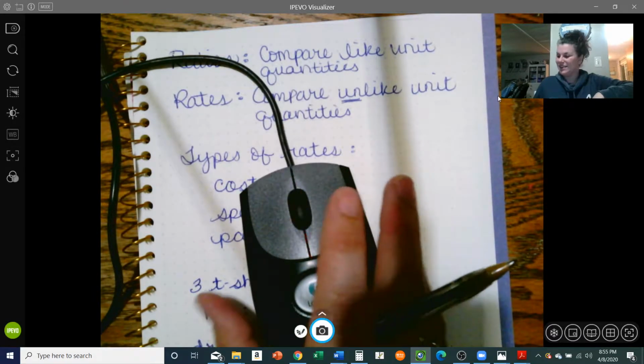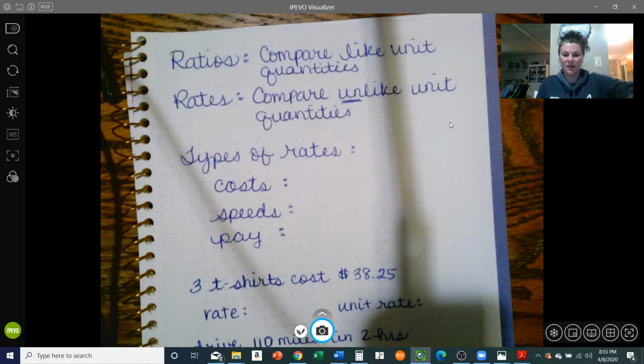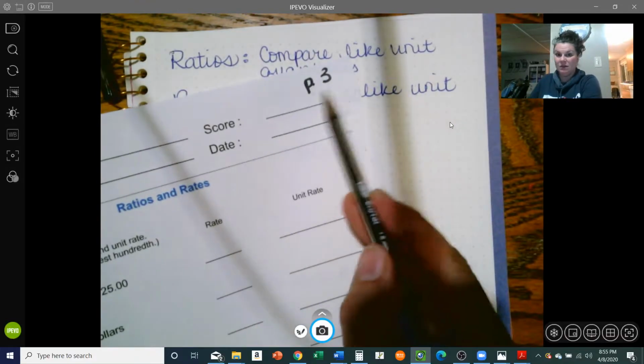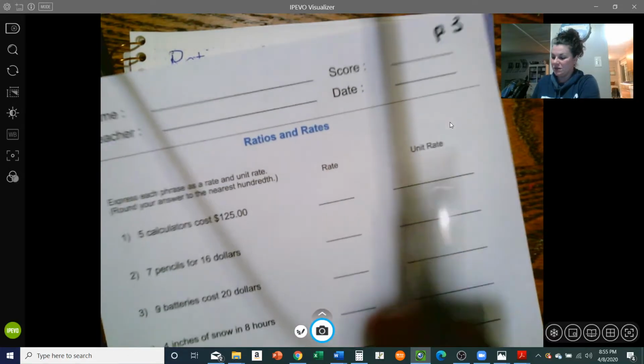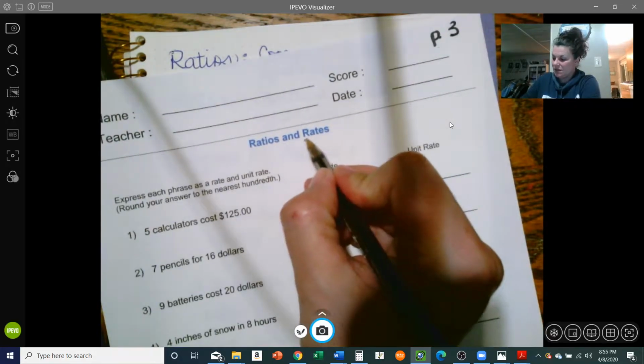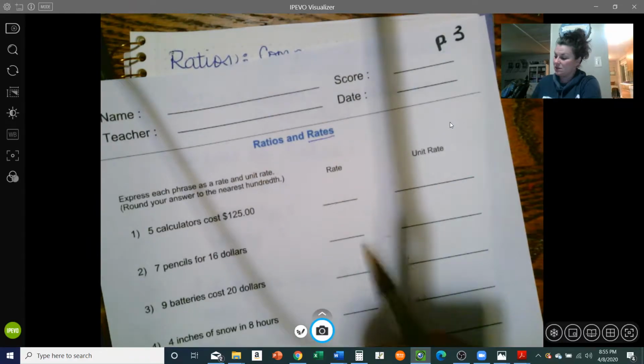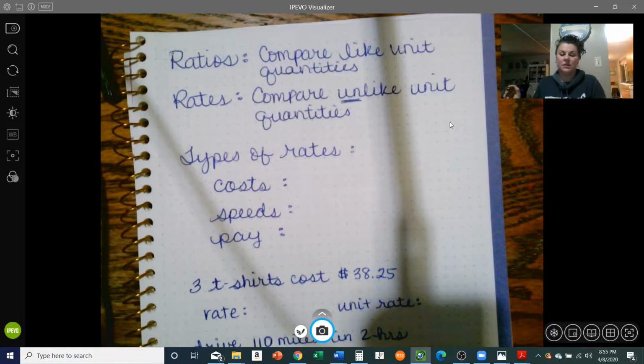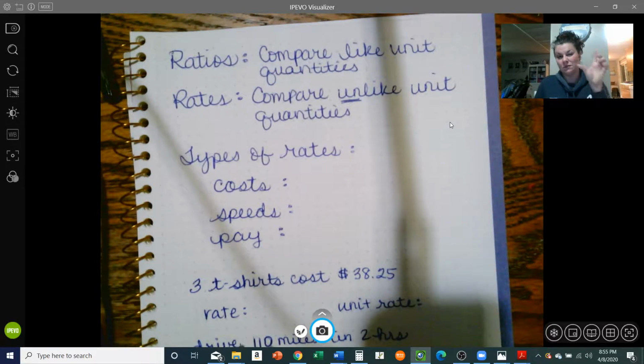Hi guys. We are looking right now at your lesson for page 3 of ratios and rates. And this lesson is specifically on rates and unit rates. They're related to ratios in that there's division involved, kind of like a fraction, and you're comparing two quantities. Except in a rate, your units aren't the same.